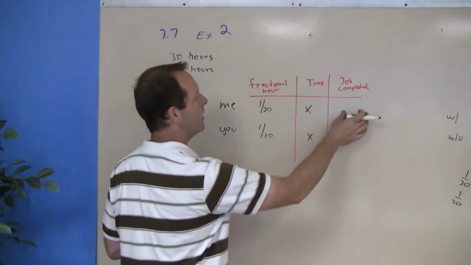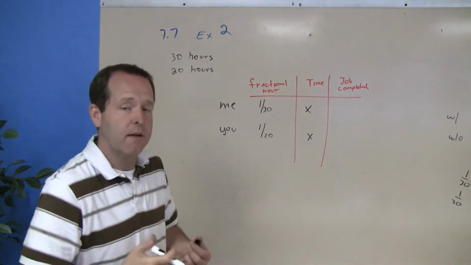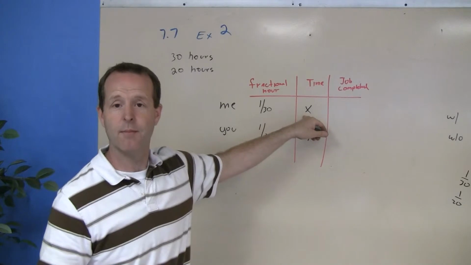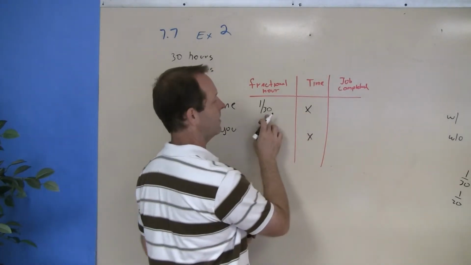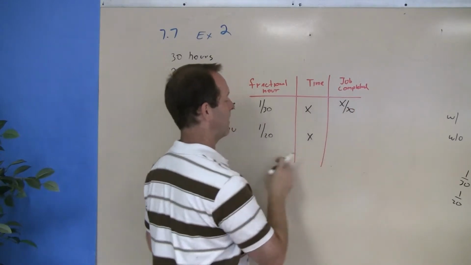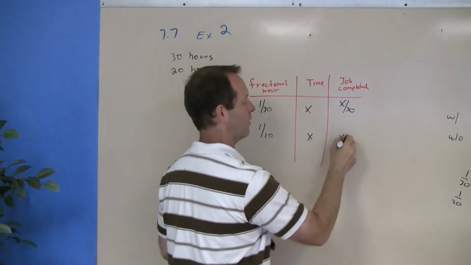And then the job completed, well, the job completed is going to be my fractional workload per hour times the number of hours. So this column times that column gives me x over 30. And then likewise, x over 20.